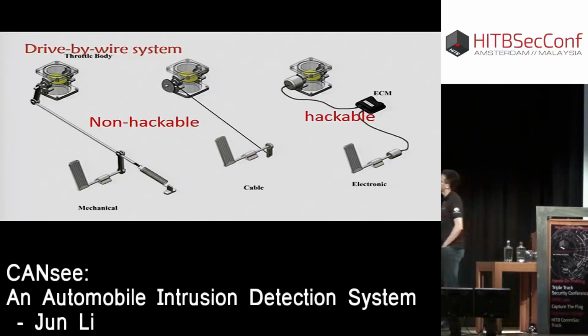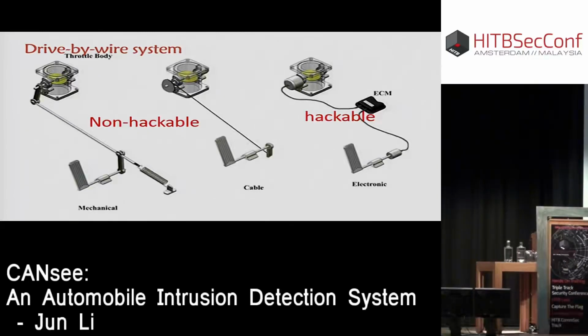Drive-by-wire means it's controlled by electric wire. This on the left is the traditional throttle control system. The driver presses the acceleration pedal, and this is mechanically connected to the throttle body. So it's safe from the cybersecurity perspective.